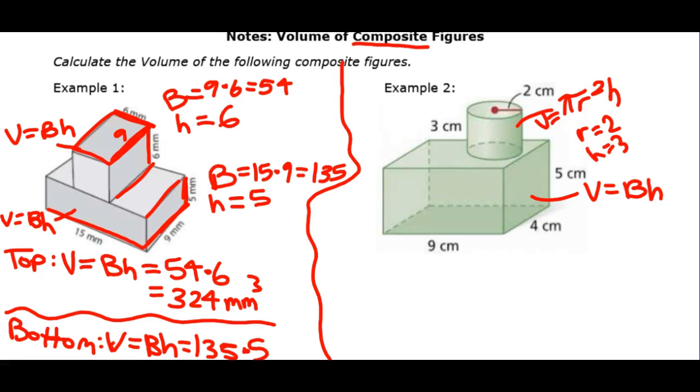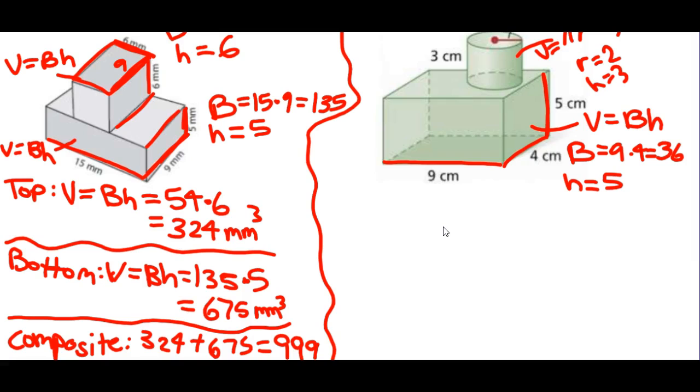First, let's figure out R and H. The radius is labeled 2. The height is labeled 3. Cool. On the bottom, big B, you're going to find the area of this rectangle. So the dimensions are 9 and 4. So 9 times 4 is 36. And the height labeled here is 5. So that's all the information we need to get started on this.